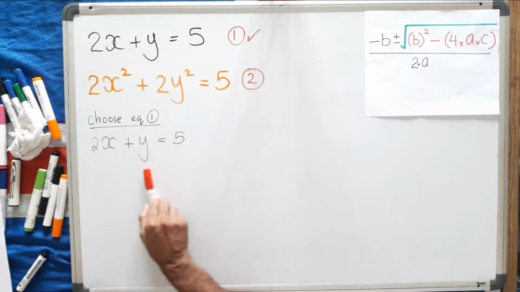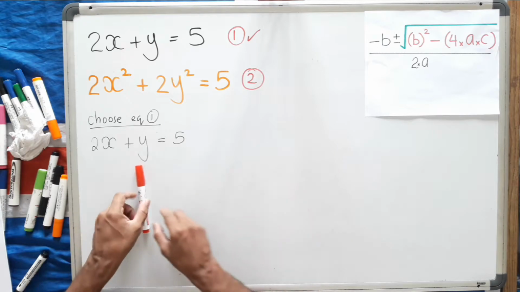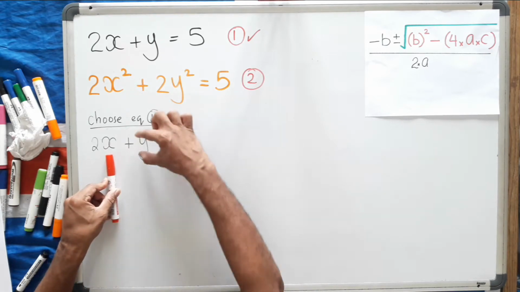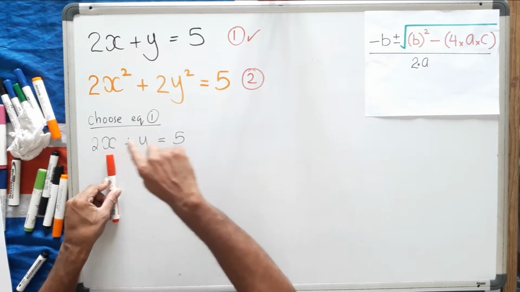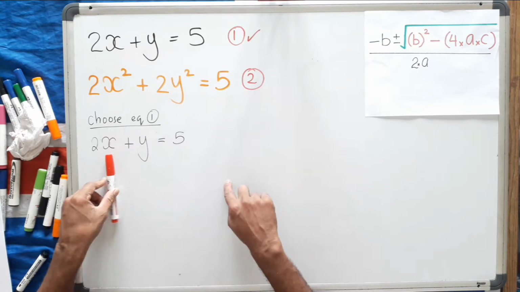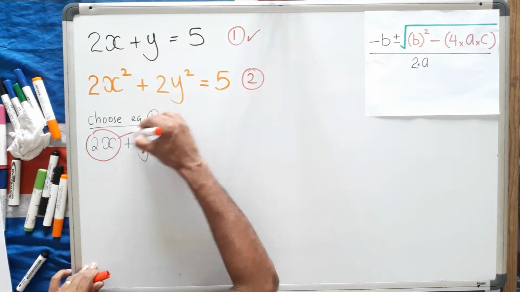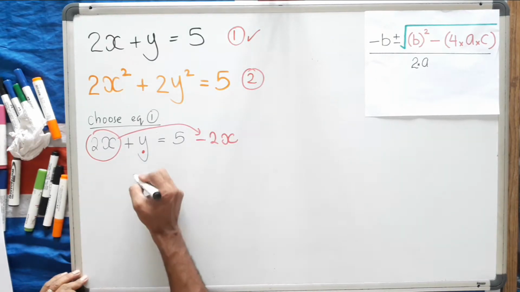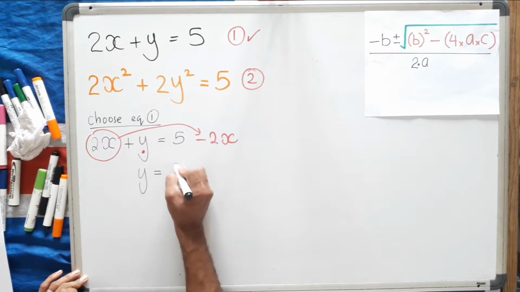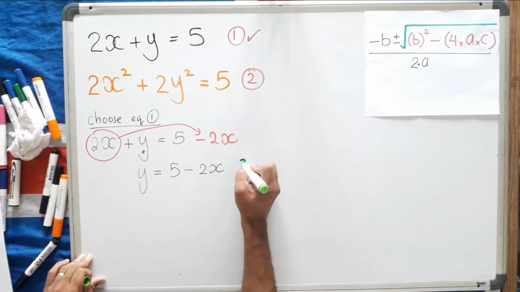If you were to make y the subject, that means you would have to throw across positive 2x to get minus 2x. If you make x the subject, you would have to throw across positive y to get minus y, and then throw across the 2, which is a multiply, to get a divide. That would be more complex. So I would suggest that we make y the subject. So let's do that. Let's throw across positive 2x to get minus 2x. So let's simplify this. Positive y is the same thing as y. So y is equal to 5 minus 2x. This here is equation 3.